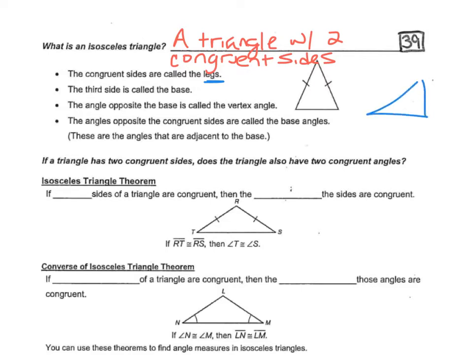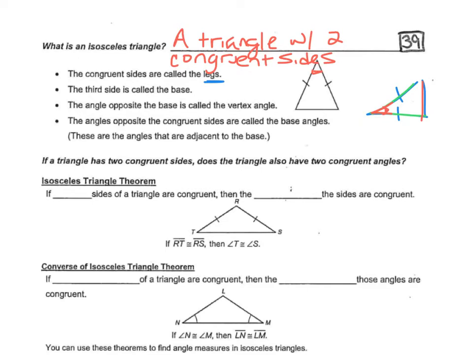So if I have this isosceles triangle, use your imagination, then these green sides are still called the legs, and the red side is still called the base. So the base doesn't mean the bottom. The angle opposite the base is called the vertex angle, and I remember it as the one that is making a V with your congruent sides.